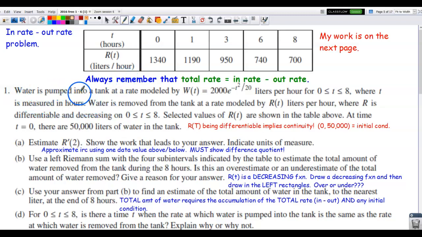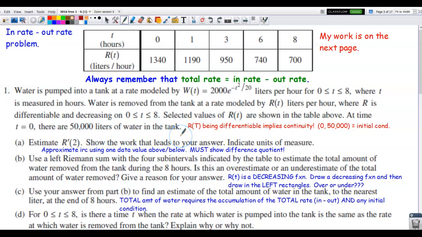Water is pumped into a tank at a rate modeled by W of T, measured in liters per hour for 0 to 8 hours, where T is measured in hours. Water is removed from the tank at a rate modeled by R of T liters per hour, where R is differentiable and decreasing on the closed interval from 0 to 8. Selected values of R of T are shown in the table above. At time t equals 0, there are 50,000 liters of water.